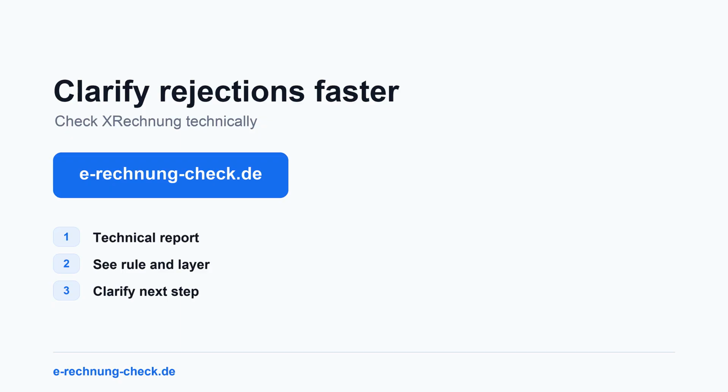E-Invoice check does not replace a legal, tax, or accounting decision, but it helps make the technical rejection easier to understand: which format was detected, which rule is affected, and what the next practical step should be. If your XRechnung was rejected, you can check the file on the E-Invoice check website and use the report for further clarification.